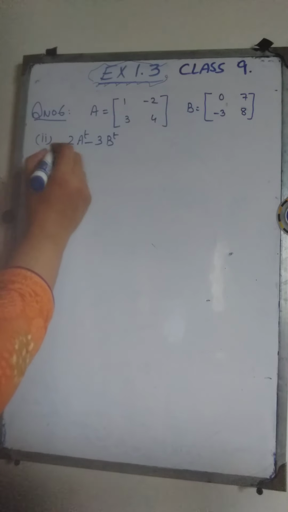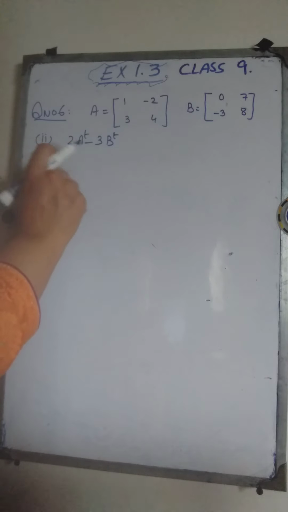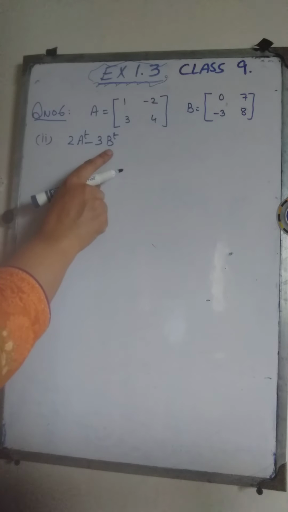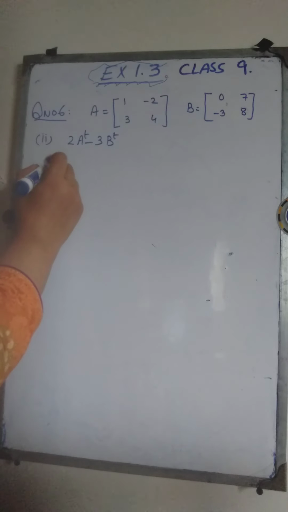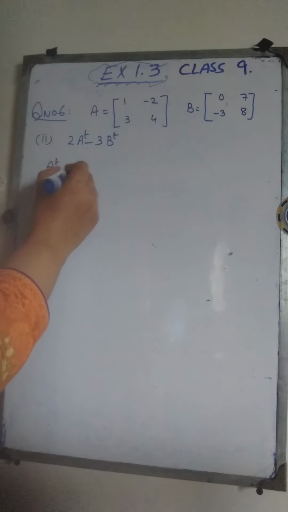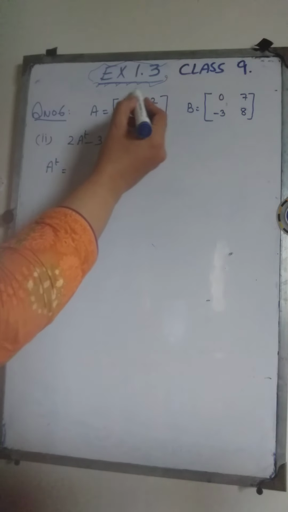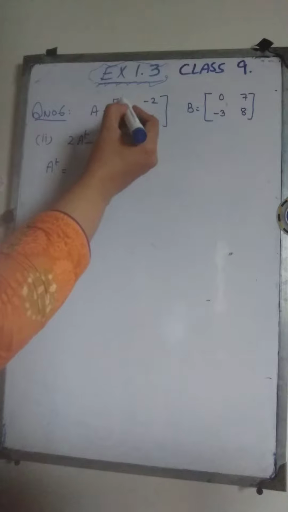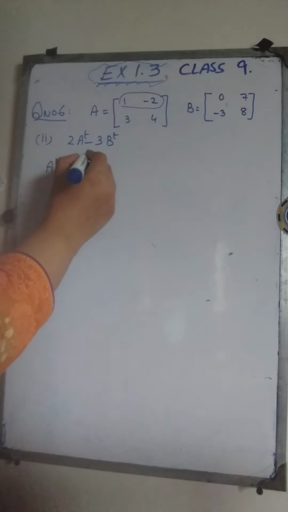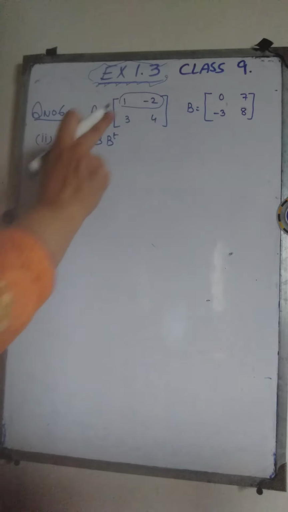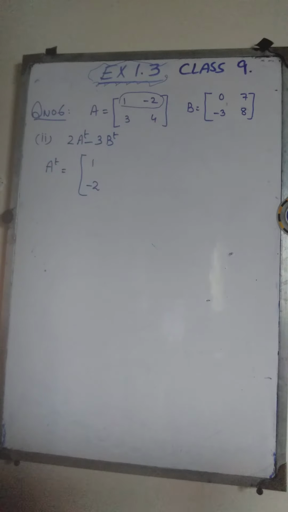Now 2a transpose will be, first, if you want you can calculate a transpose and b transpose separately and then put its value in this expression. Okay, so let us first calculate a transpose. To calculate a transpose, what we do is we have to change the rows into columns. We have to place the first row as the first column. Okay, 1 and negative 2.